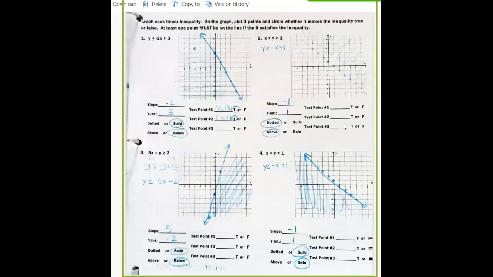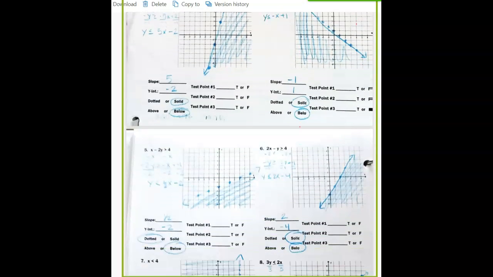So again, anybody that's on, if you want to know why a test point was true or false, or if you got a test point right, I will gladly plug them in and show you or verify. You can send it as a chat. You can turn on your microphone and do it that way as well. So again, just looking to help you as best I can.